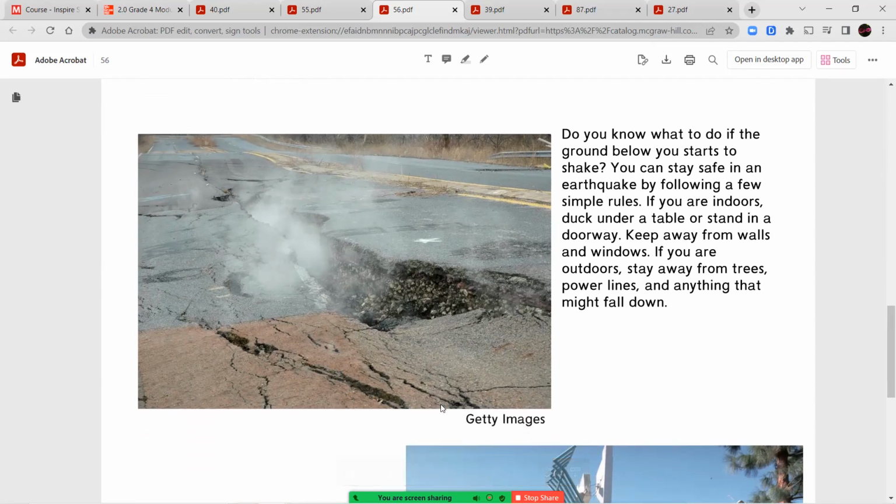Do you know what to do if the ground below you starts to shake? You can stay safe in an earthquake by following a few simple rules. If you are indoors, duck under a table or stand in a doorway. Keep away from walls and windows. If you're outdoors, stay away from trees, power lines, and anything that might fall down.